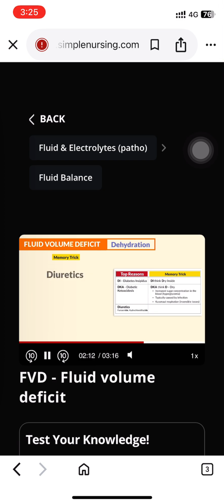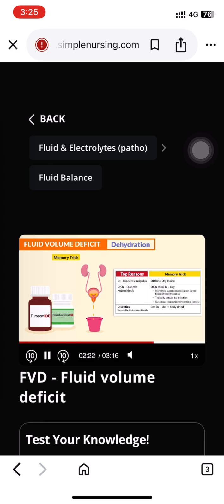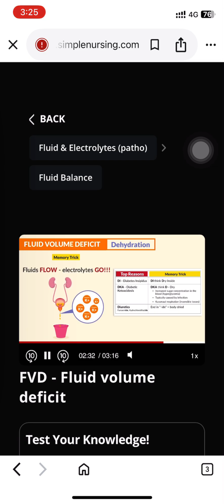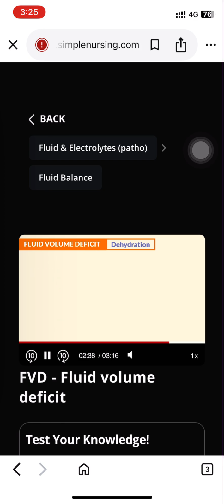Okay, the last D is for diuretics, like furosemide and hydrochlorothiazide. Now, these end in "ide," so think the body is dried. Now, as you will learn, diuretics drain fluid from the body and into the potty. So we also have a loss of electrolytes here too, mainly potassium, because as you know, where fluids flow, electrolytes go. Okay, now a quick side note before we go into manifestations.